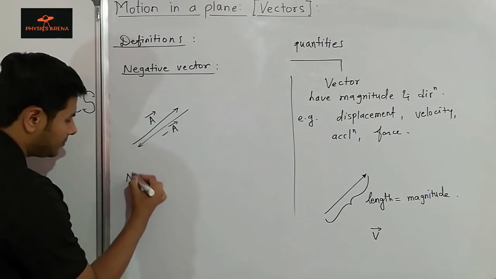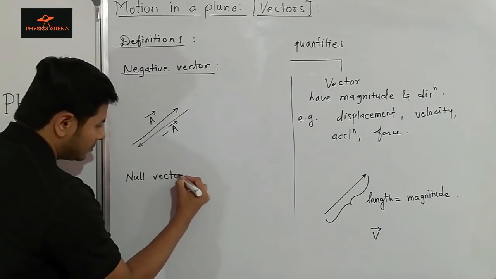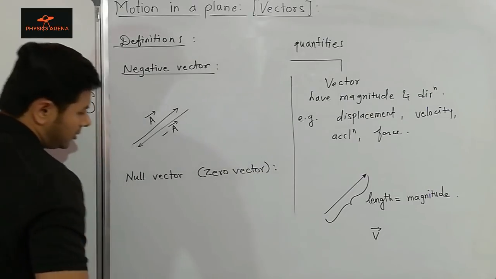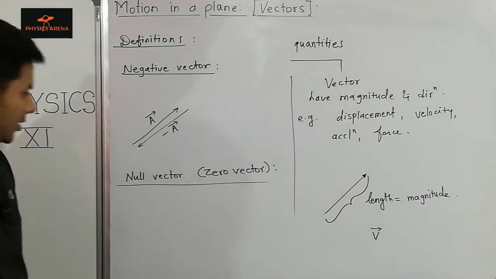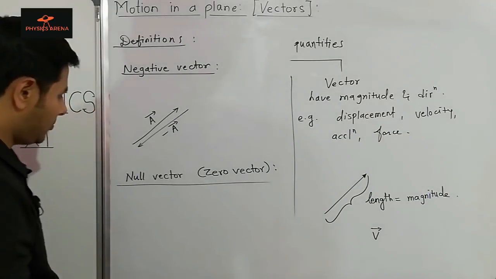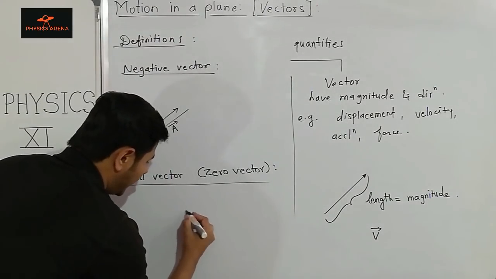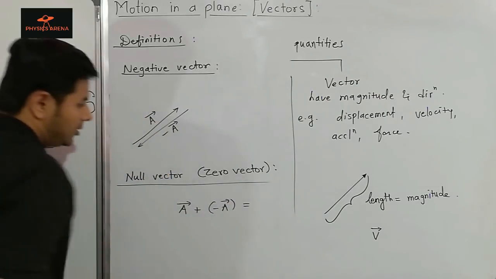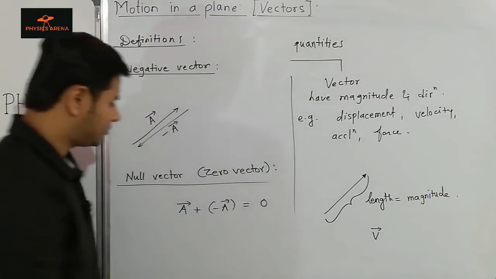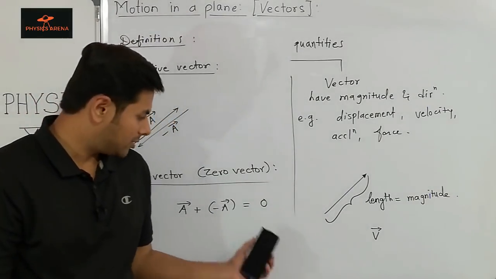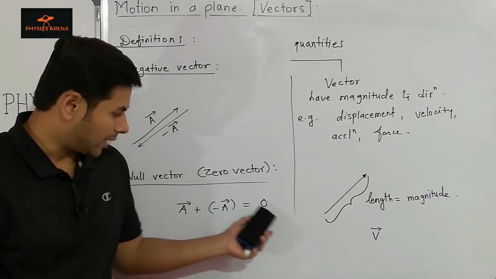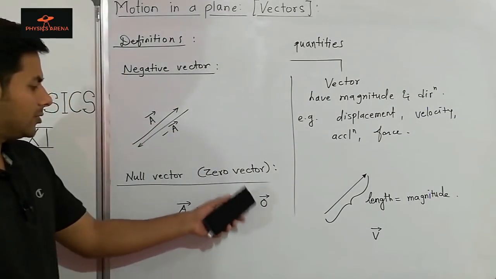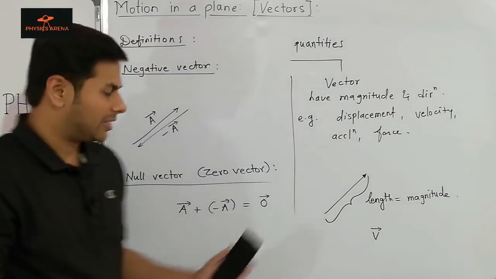Then next is the null vector or zero vector. This is a vector having no magnitude. For example, suppose I have this a bar and I add minus a bar to it. So a minus a should give me 0. But the left hand side of this equation is a vector, so the right hand side should not be a scalar. So for that we put this arrow on top of the 0 and we call it zero vector or null vector.